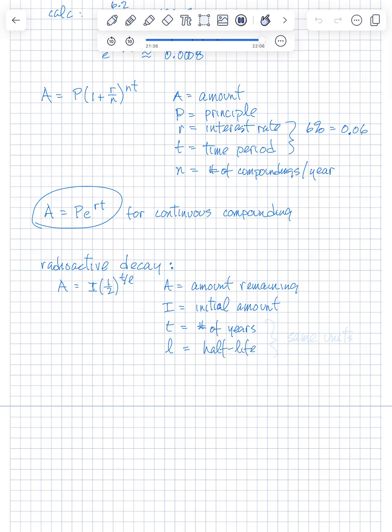This half-life is a number that is given based on whatever element it is. And these two, the t and the L, have to be the same units. So if the half-life is given in years, then time is given in years as well.